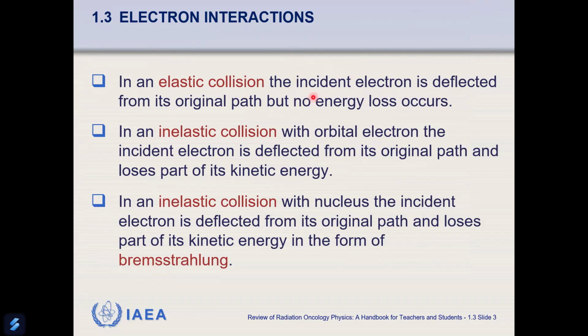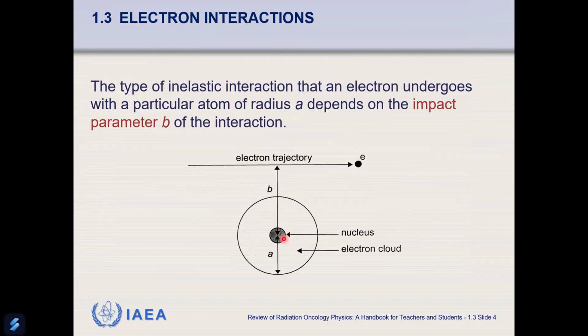And this is just what we call scattering. The first 2 points is scattering. And that scattering can be without energy loss, which means elastic, or with energy loss, meaning inelastic. If the interaction is with the nucleus, then we get bremsstrahlung or radiative energy loss. So let's show it in the form of a diagram.